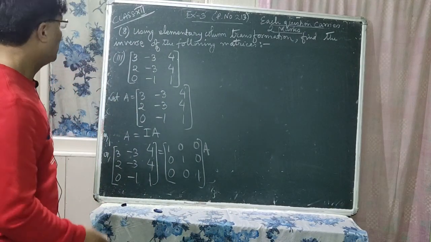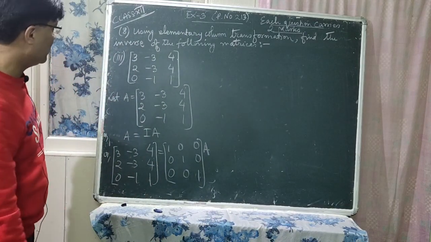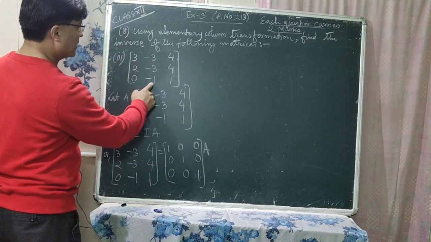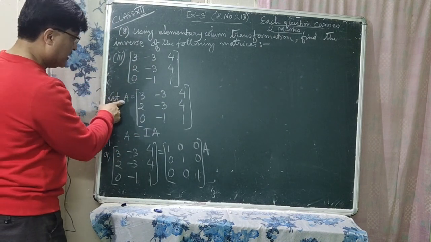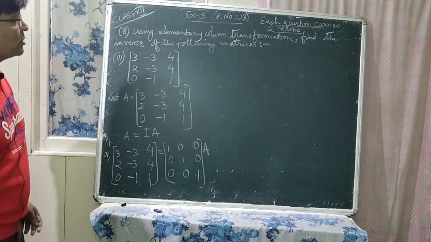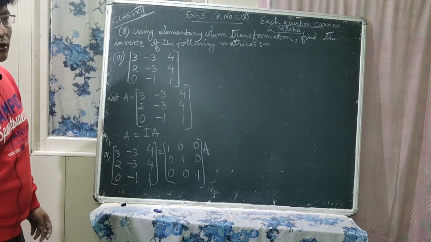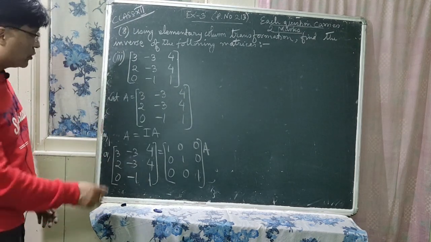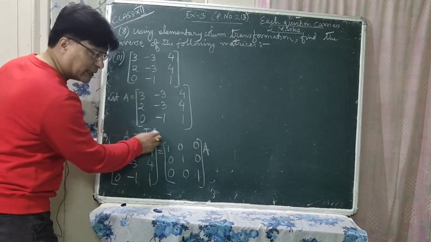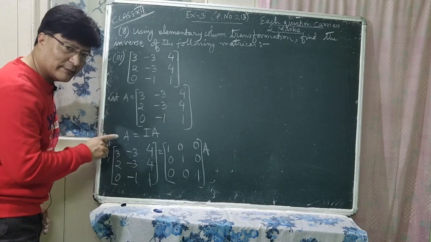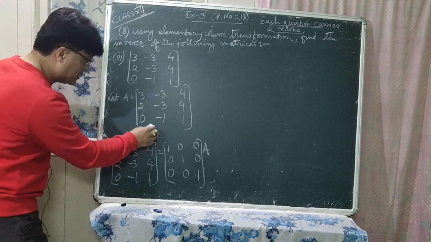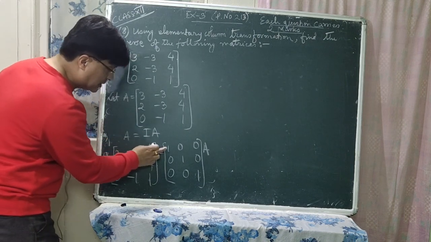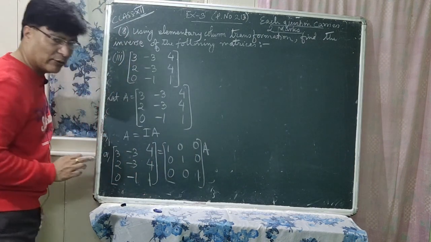So now we'll do the next question, that is 8 number 3. The given matrix is 3 minus 3 4, 2 minus 3 4, 0 minus 1 1. Let it be A matrix. So in this case also you have to use elementary column transformation to find the inverse of this matrix. So the formula is A is equal to I dot A. You know that A into identity matrix is always A. So we have written here A is equal to IA. So A is the given matrix, I is this identity matrix, and this is A only.